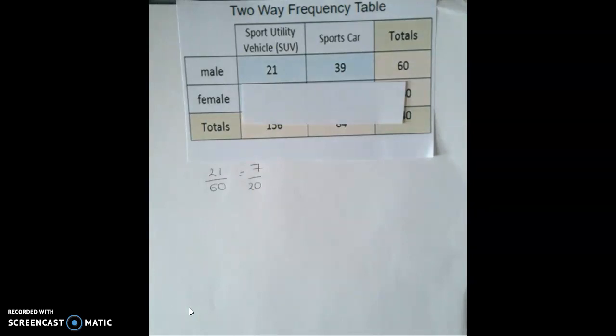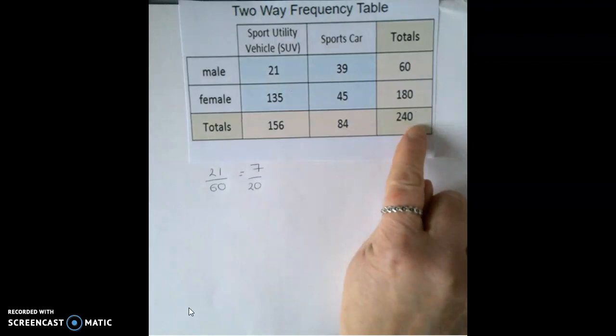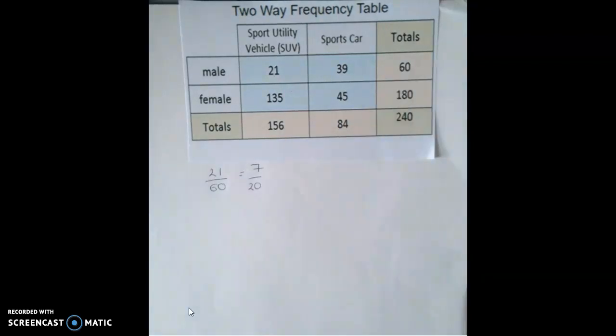So the main difference is that we've narrowed down our sample size to only the males. We want to know out of only the males, what is the probability of picking somebody who prefers an SUV. Therefore, it's not out of the full total that were in our survey. It's only out of the people who were male that were questioned in our survey. So let's have a look at another question.